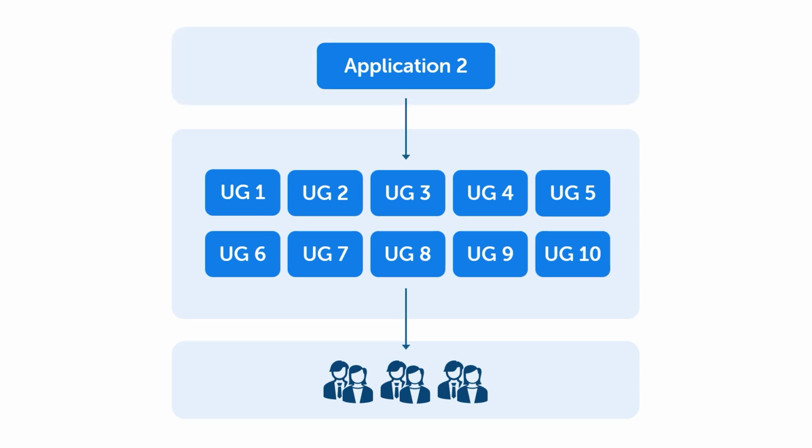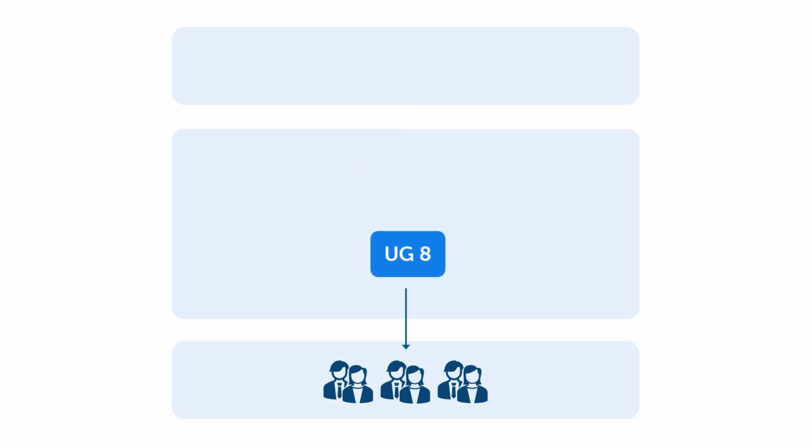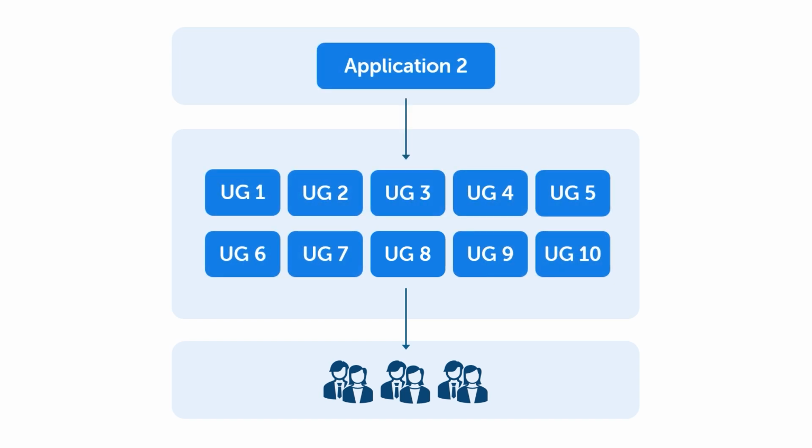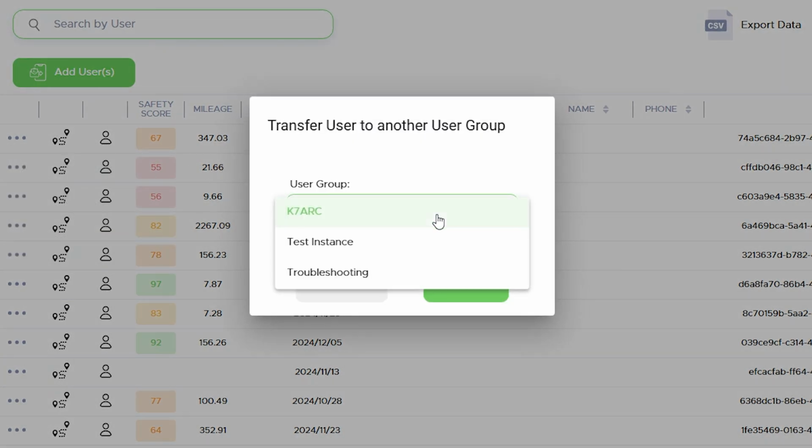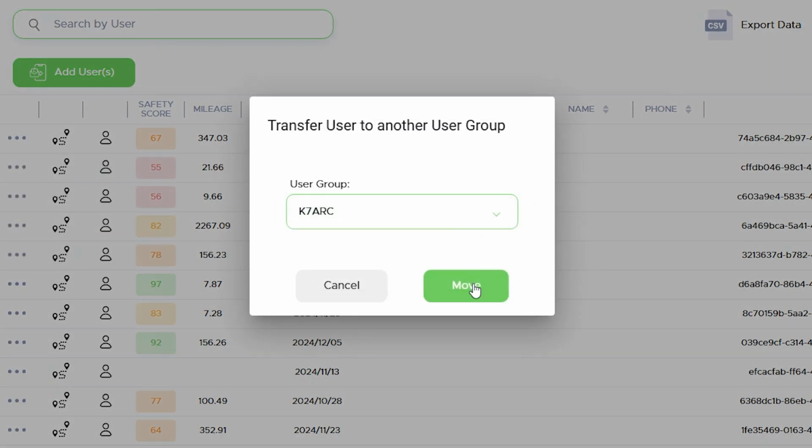If one of your managers works in a certain city or is responsible for a certain business unit, you can assign them to a specific group, and they will see only the group-specific drivers and statistics. The app owner can see statistics of the whole application, a separate group, or a driver. Let's go back to the drop-down menu. If you want to transfer a driver from one unit to another, it's very easy to do so. Click on Change User Group and assign the user to another existing group.